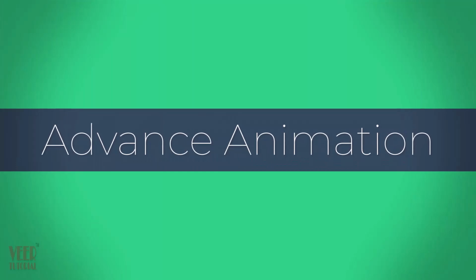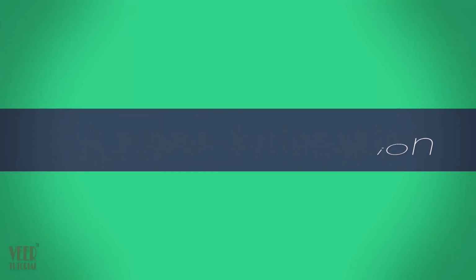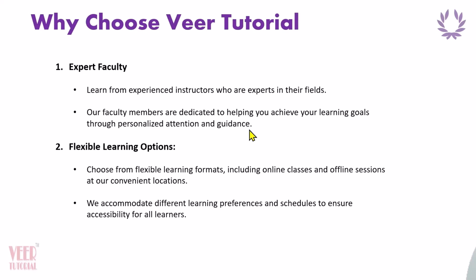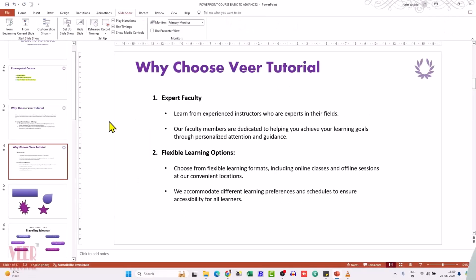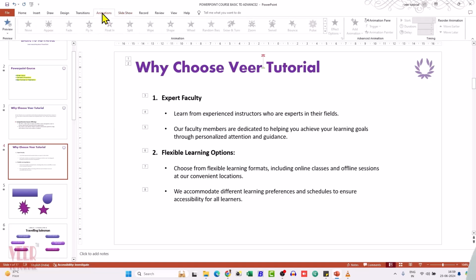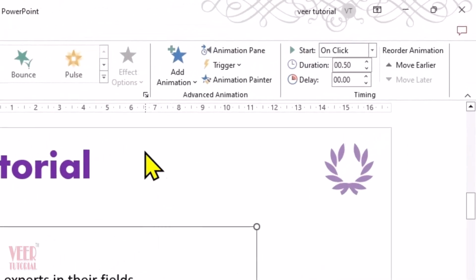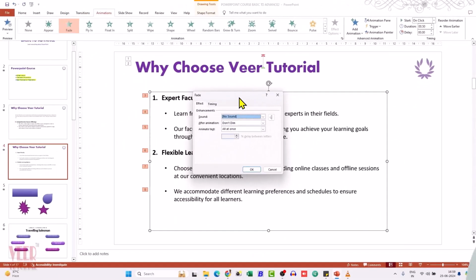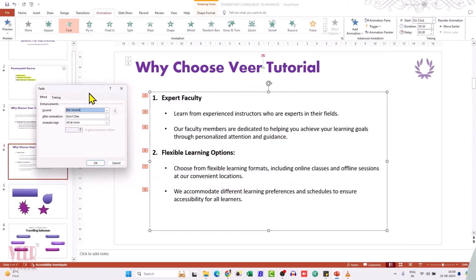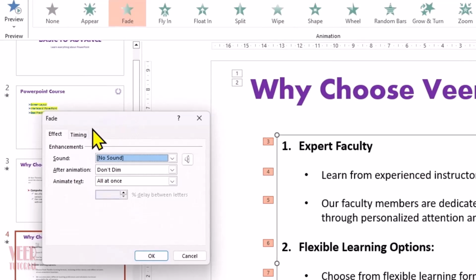So we continue with the animation. In this video, we are going to explore some advanced options. So press escape to come out of this slideshow. And now I'm going to explain some advanced options. Come to the animation tab, select any area, and click on this little arrow button to get the advanced options. So the first one is effect.